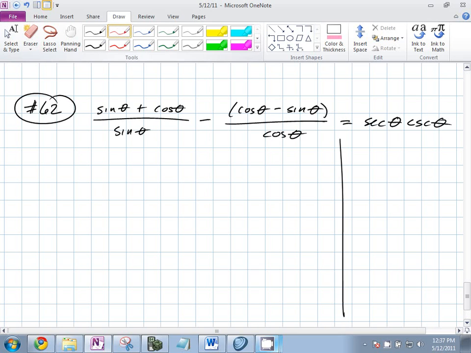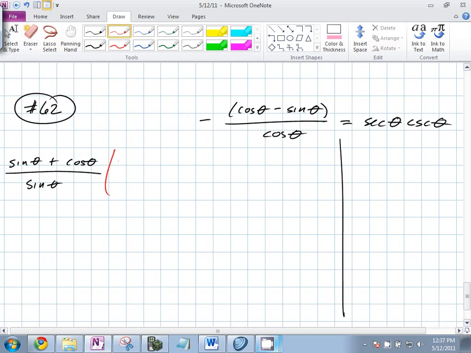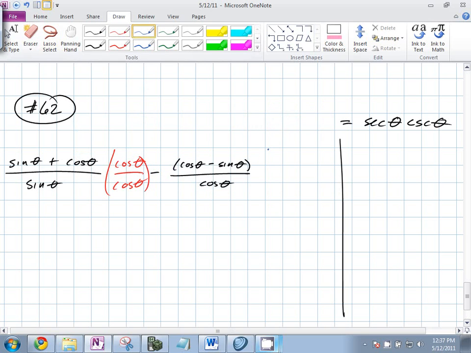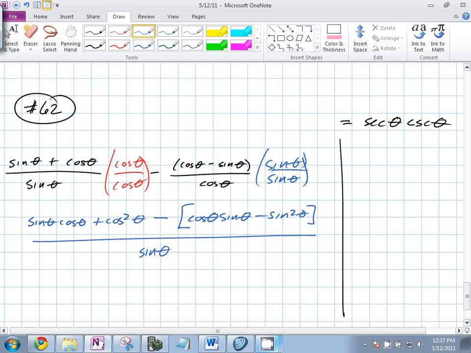So what do we multiply this one by right here? Cosine theta over cosine theta. And then we take this one right here and multiply it by what? Sine theta over sine theta. And what does it turn into? Sine theta cosine theta plus cosine squared theta, minus, I'm going to do this in parentheses, cosine theta sine theta minus sine squared theta, right? All over what? Please avoid tragic mistakes. It makes you so sad.